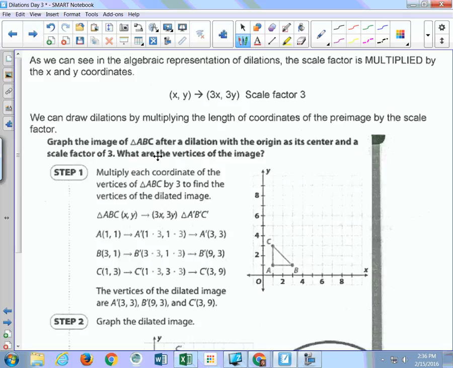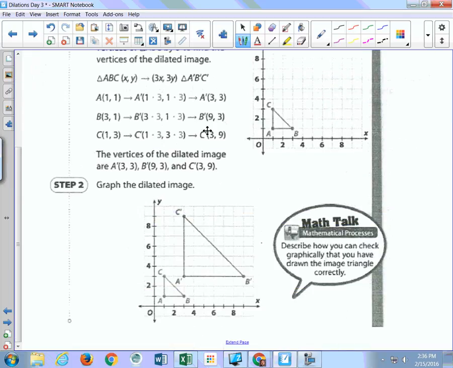All right, on this page, all it is showing you is just like from the quiz, where the scale factor can be pulled from the rule. It's being multiplied times the x and the y. And then in the example down here, it did exactly what we just did. Take the scale factor, multiply it times the different coordinates to get new coordinates, and then you can plot those coordinates.